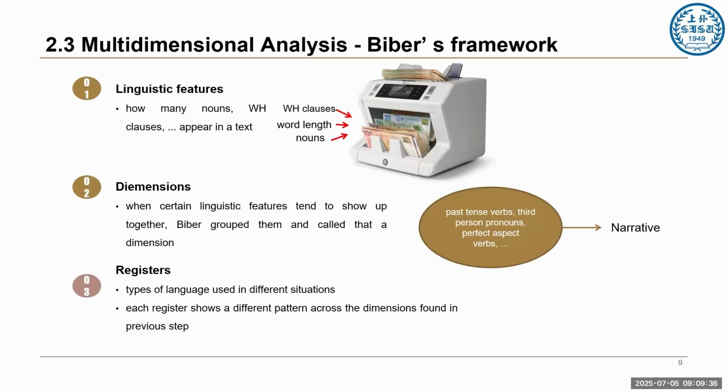For example, if a text contains past tense verbs, third-person pronouns, perfect aspect verbs, etc., simultaneously, then it is probably a more narrative text. Then we call this dimension narrative or non-narrative. If a text has a higher score on this dimension, then it shows more narrative features, and vice versa. As to registers, it's the types of language used in different situations, for example, academic writing, face-to-face conversations, telephone conversations. Each register shows a different pattern across the dimensions found in the previous step.